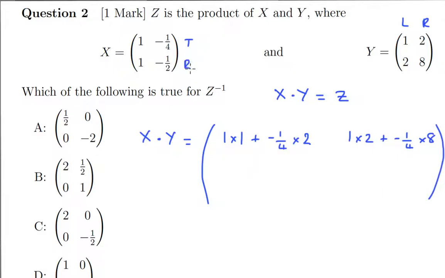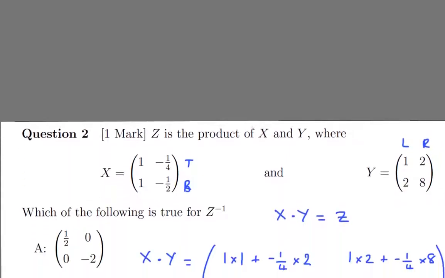To do the bottom left, we're going to do bottom row with left column. So 1 times 1 plus minus a half times 2. And then to get bottom right, we're going to do the bottom row with the right column. We're going to do 1 times 2 plus minus a half times 8. And then we're going to simplify that.